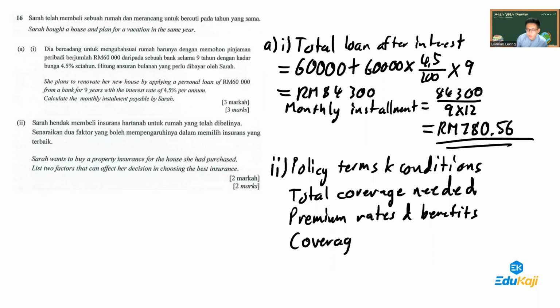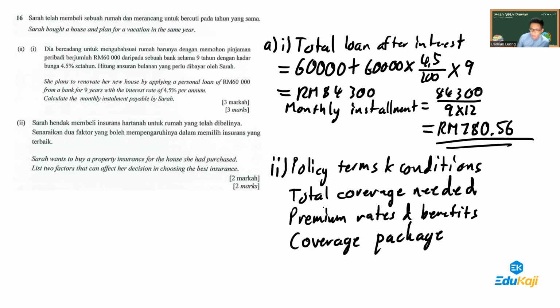So we can look at coverage package also, because some packages include certain things that you don't need. Some include certain things that you may need. For example, earthquake damage. In Malaysia, earthquake barely ever happens. So you probably don't really need to buy earthquake insurance. But if your policy has it and it costs extra money, then we have to look into it.